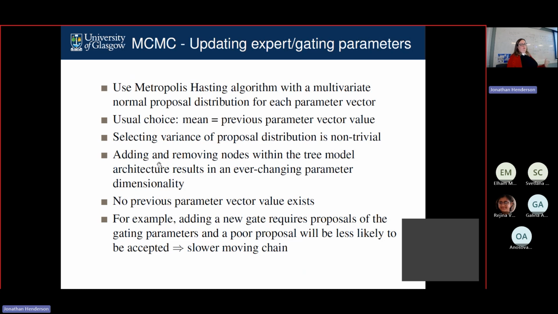The problem for us, when we get later down the line to automatic architecture selection, is we're adding and removing nodes. So if I have a gate, or an expert that suddenly becomes a gate with two new nodes, those two new nodes don't have any previous parameter values to draw from. So there's nothing I can do for a proposal if I'm centering those at previous values. So that causes a problem with that approach. And you have to be really, really smart about some of these new gate proposals, because if you don't give a sensible proposal for these things, then you're much less likely to accept. And this, again, causes problems in terms of mixing and convergence.